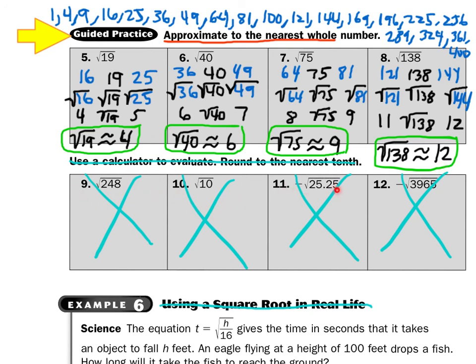Now notice how I X'd all of this off. It says use a calculator. You cannot use a calculator in my class to do these, so just X those out.